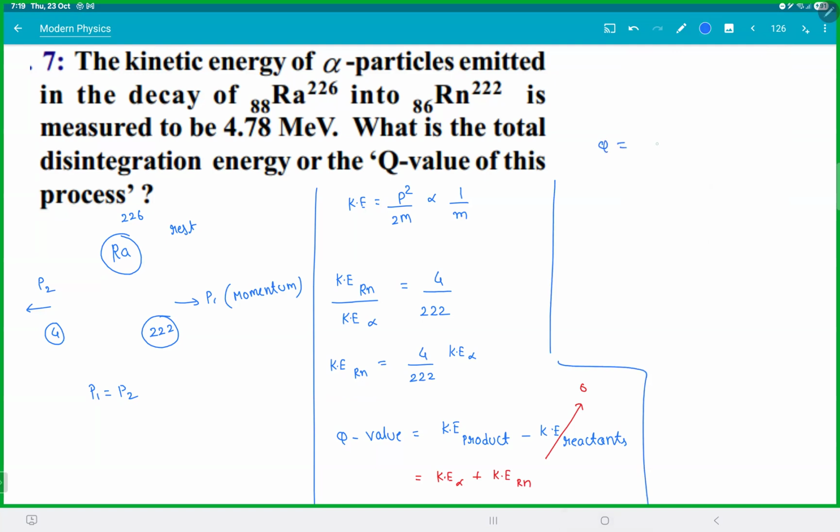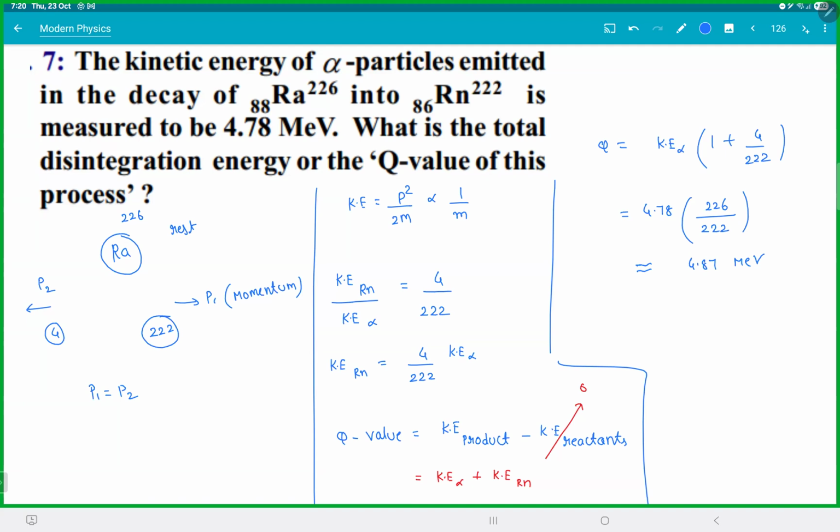Therefore, the Q value will be kinetic energy of alpha times (1 plus 4 by 222). Kinetic energy of alpha is given, 4.78 into 226 by 222. And this comes to around 4.87 MeV. Options will be pretty close by, so you have to be careful. You'll get around 4.866, we round it off to 4.87. If you see, this is more of a momentum problem than Q value and all that stuff. Clear this? Not a tough question, but you should know what you're doing.